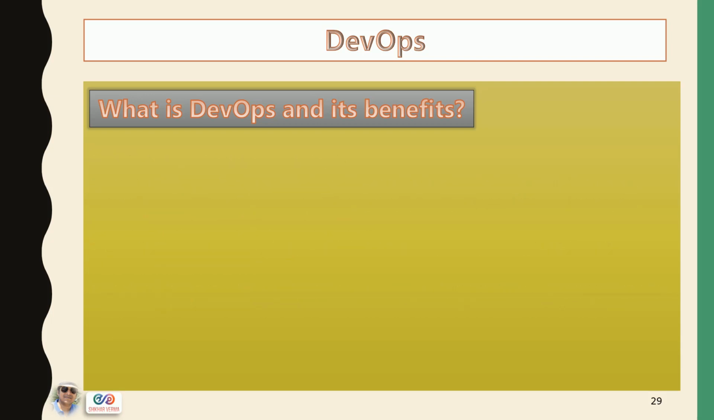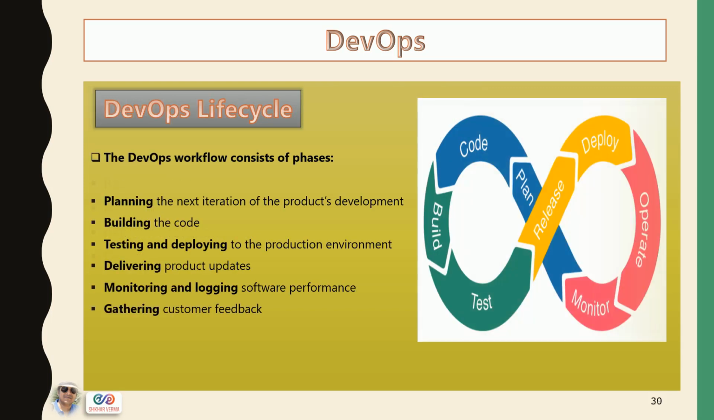So here we have the benefits of DevOps. Very important are speed, rapid delivery, reliability, improved collaboration and security. So this is one thing. And here we have the DevOps workflow, which consists of phases. So we need to understand the entire DevOps phases. The first one is planning, building, testing and deploying, delivering, monitoring, logging and gathering feedback.